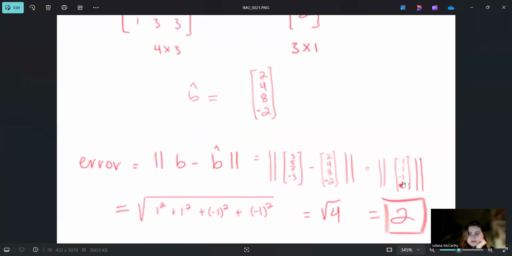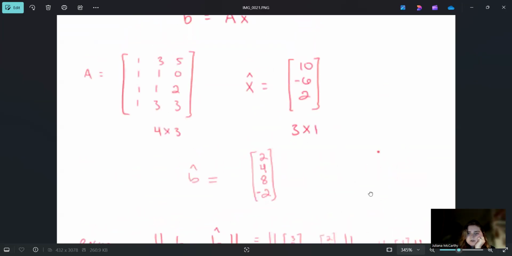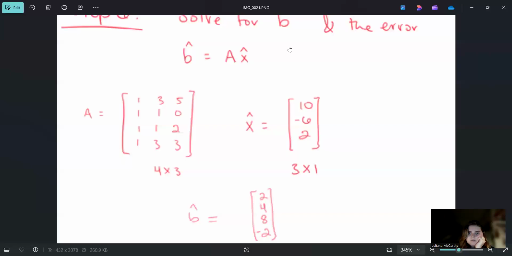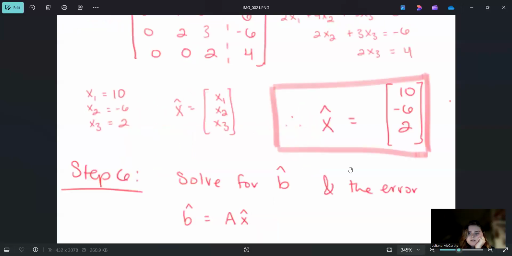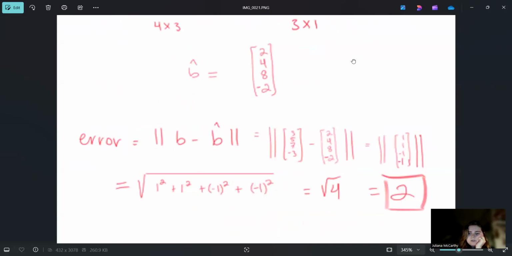So we square each of these and then add them together and take the square root of the entire thing. So it's 1 squared plus 1 squared plus -1 squared plus -1 squared. So we get the square root of 4, which equals 2. So that's our error. That's our error between the real x and the estimation of x, which we solved for using the QR factorization. So again, we found x hat, and then we found our error.